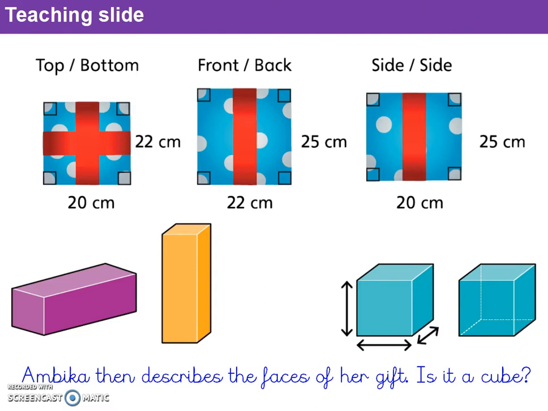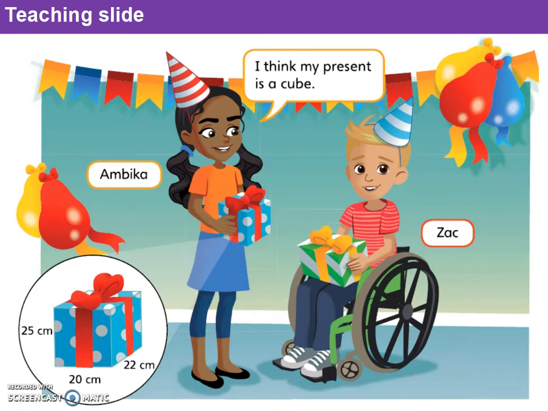not a cube present. So for question 1a, how can Ambika find out if her gift is a cube? Well, she needs to identify the properties, the vertices, the edges, the faces, and remembering the shapes of those faces being really important. For question 1b, she describes the faces of her gift. Is it a cube? Well, we know that a cube has 6 faces that are square. In this case, we have 3 pairs of rectangles. So it has to be a cuboid, not a cube.